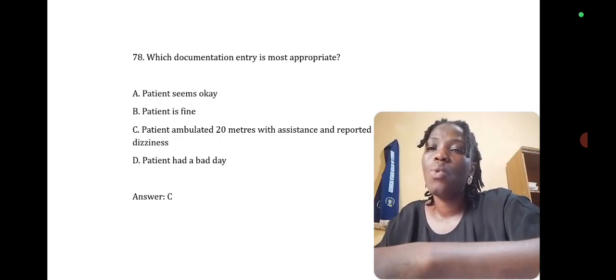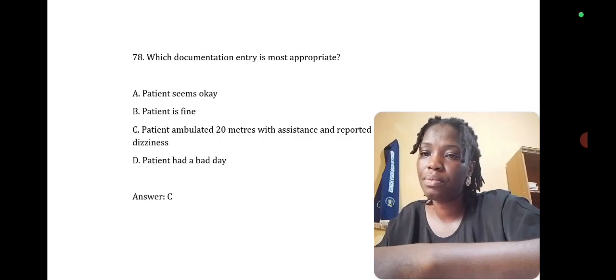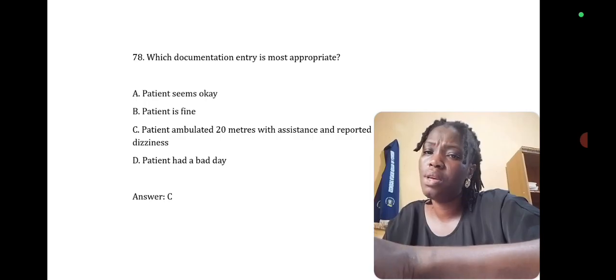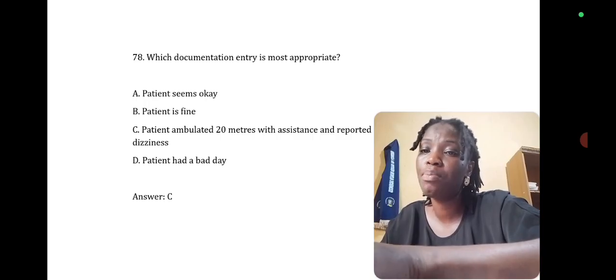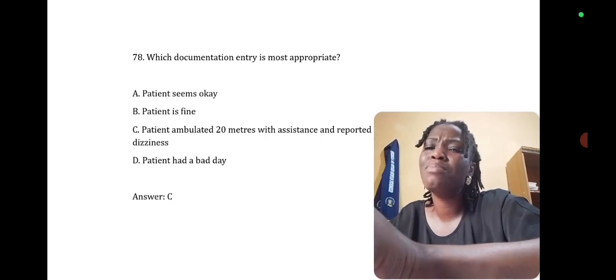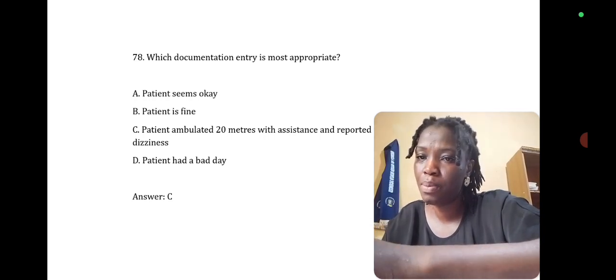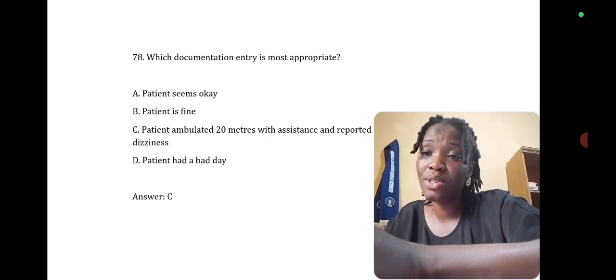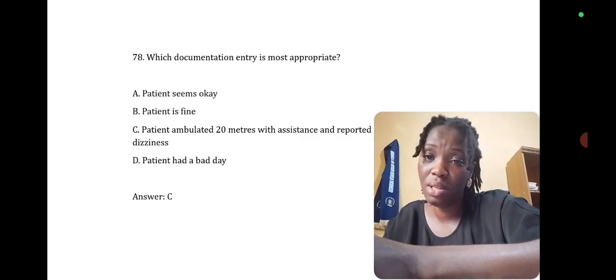78. Which documentation entry is most appropriate? A. Patient seems okay. B. Patient is fine. C. Patient ambulated 20 meters with assistance and reported dizziness. D. Patient had a bad day. Which documentation entry is most appropriate? By seeing just this ABCD alone, you know it's C.